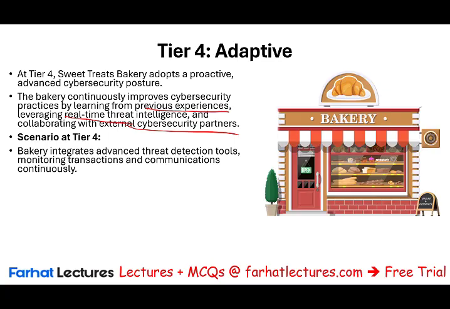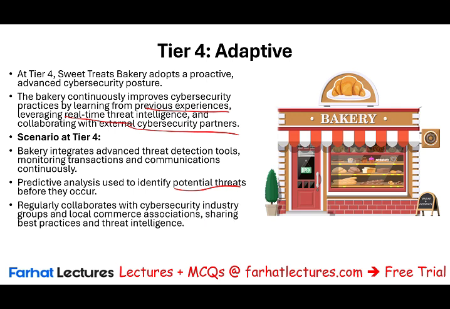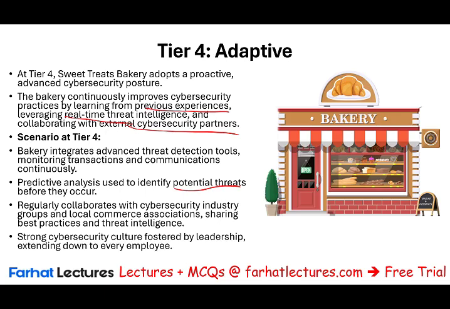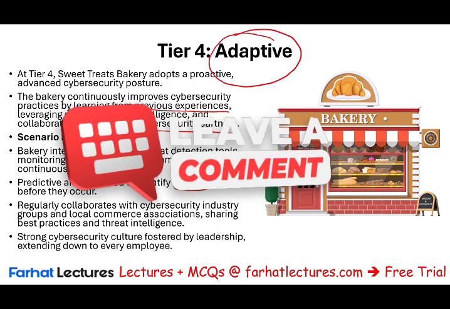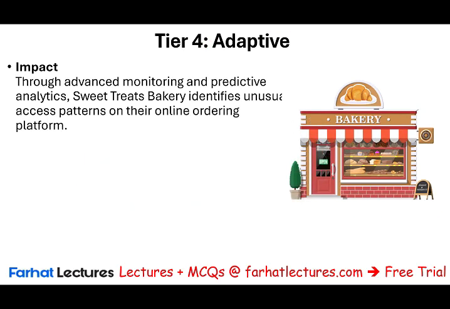So at scenario 4, the bakery integrates advanced threat detection tools, monitoring transactions and communication continuously. They're using predictive analysis to identify potential threats even before they happen. On a regular basis, they collaborate with cybersecurity industry groups and local commerce associations, sharing best practices and threat intelligence. Now they have a strong cybersecurity culture fostered by leadership extending down to every employee. Now they are at, you guessed it, the adaptive level.